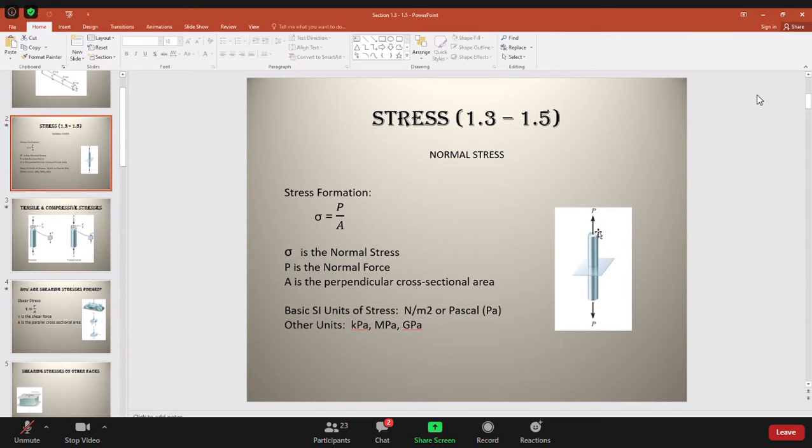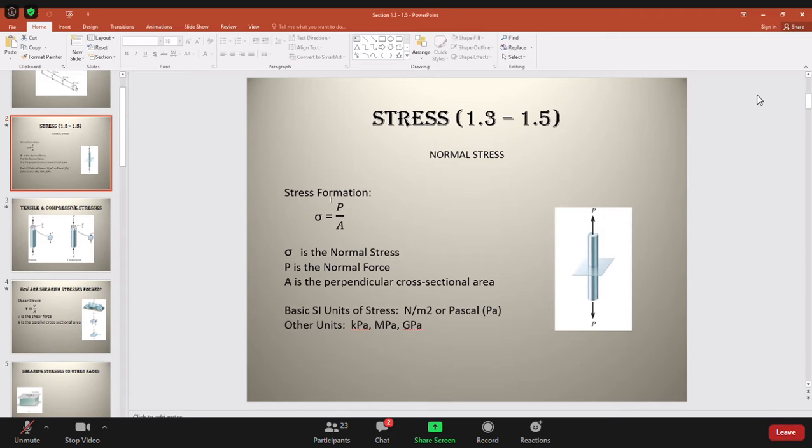So obviously, if you double or triple this area, then the effect of this force on the member will be reduced. You see what I'm saying? And if you reduce the area a little, then the effect of this force will be felt more by the member. Do you see what I'm saying? So that is why we define stress based on the area.